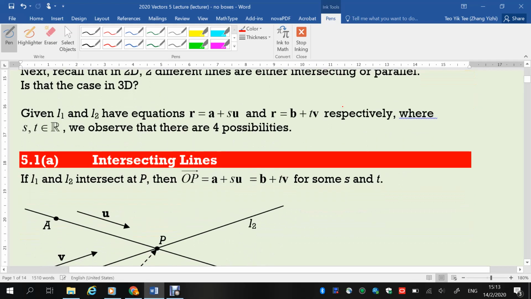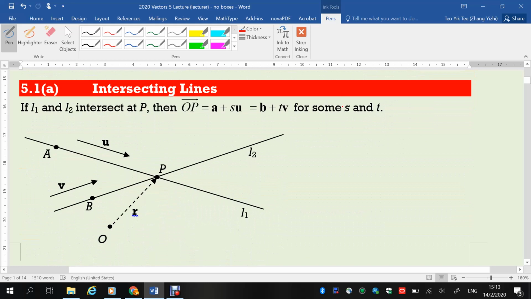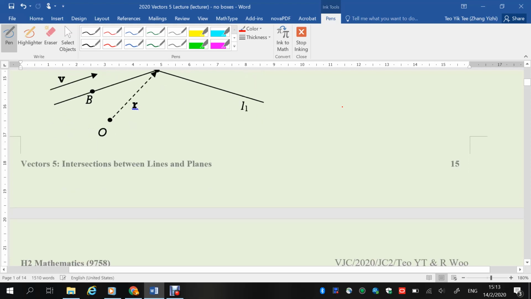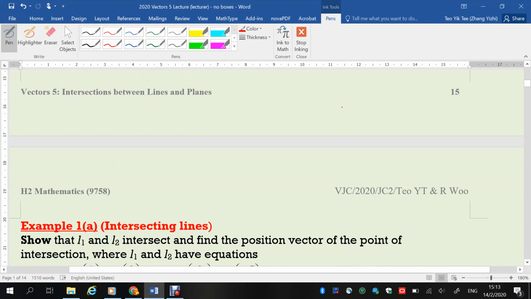We're going to consider a few possibilities first. In the first case, if two lines were to intersect in vectors, they 100% surely will only intersect at a point. I say again, if two lines were to intersect, they will definitely intersect at a point.